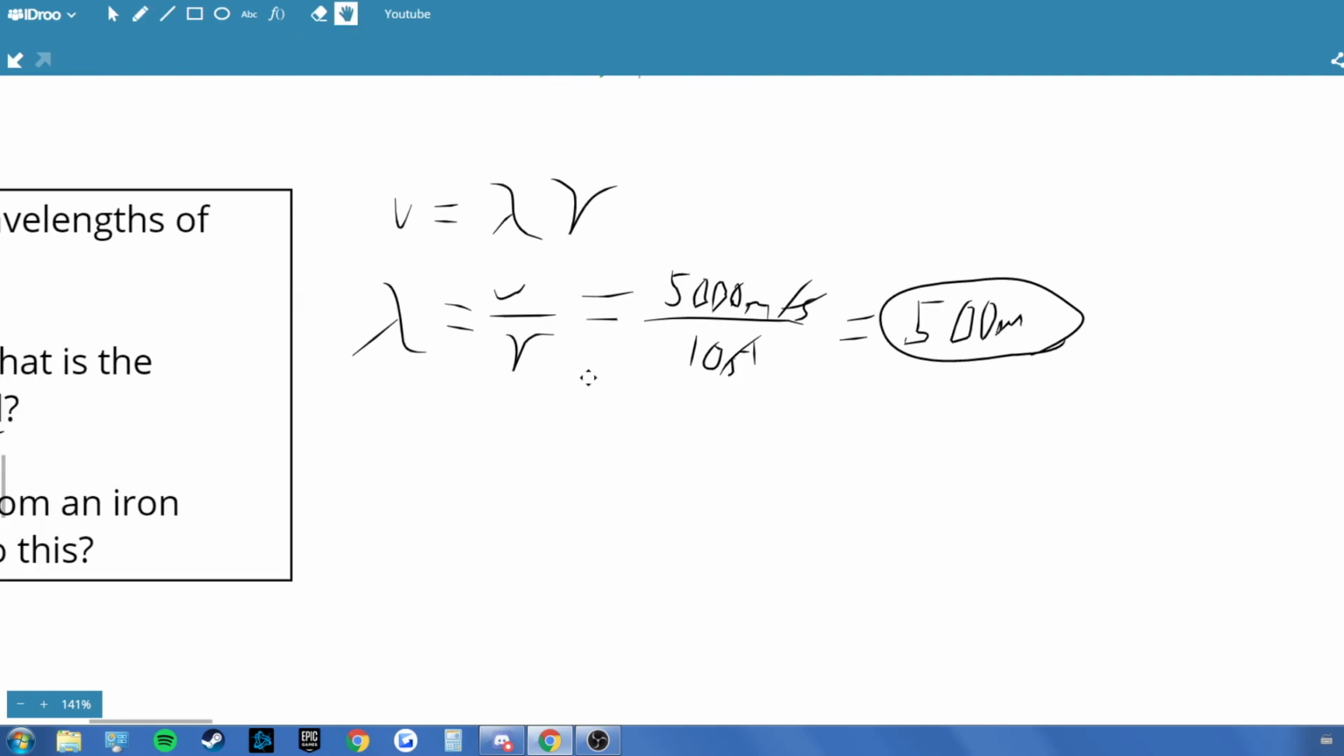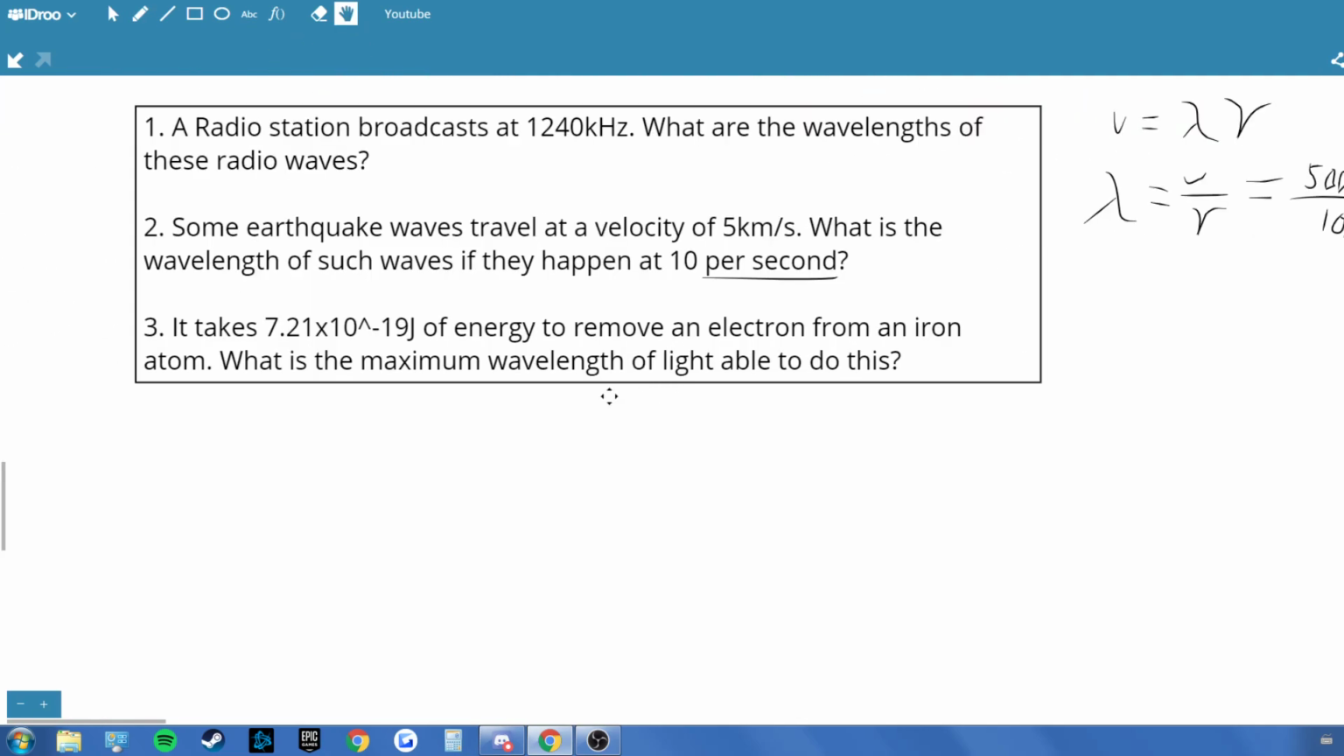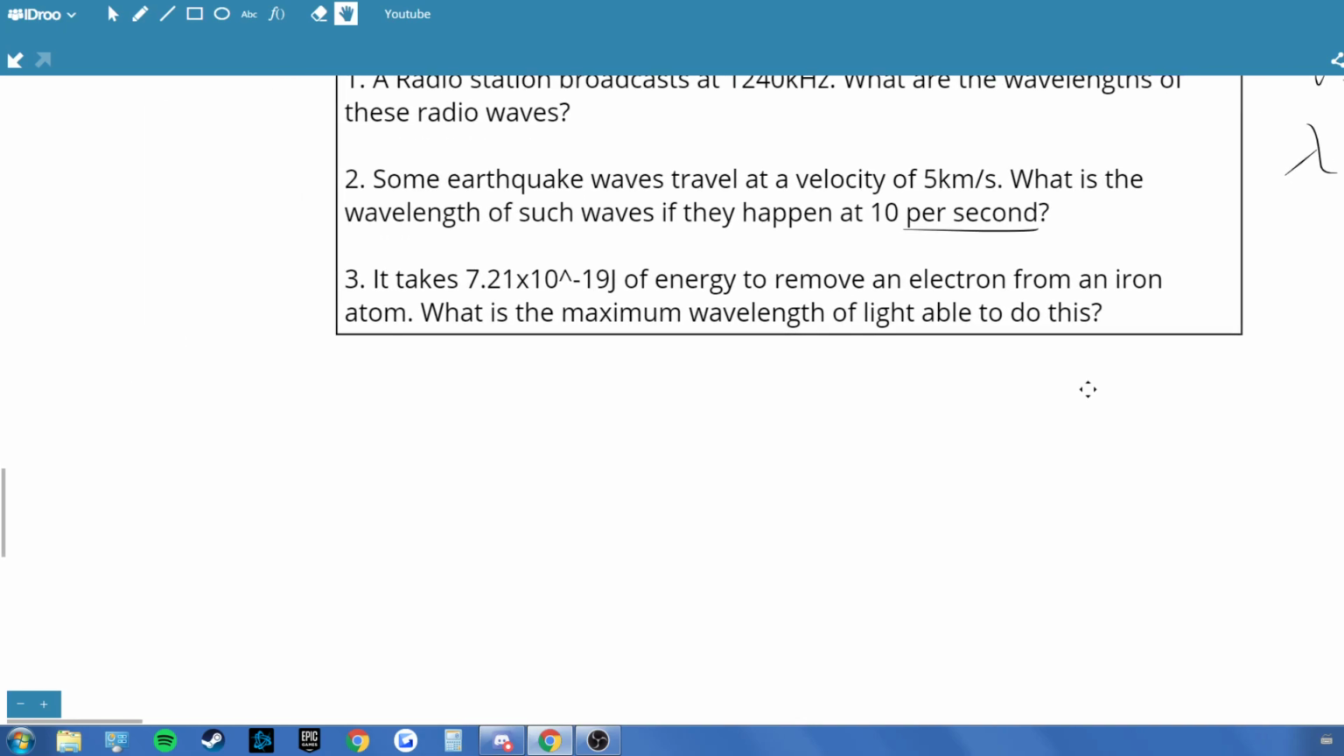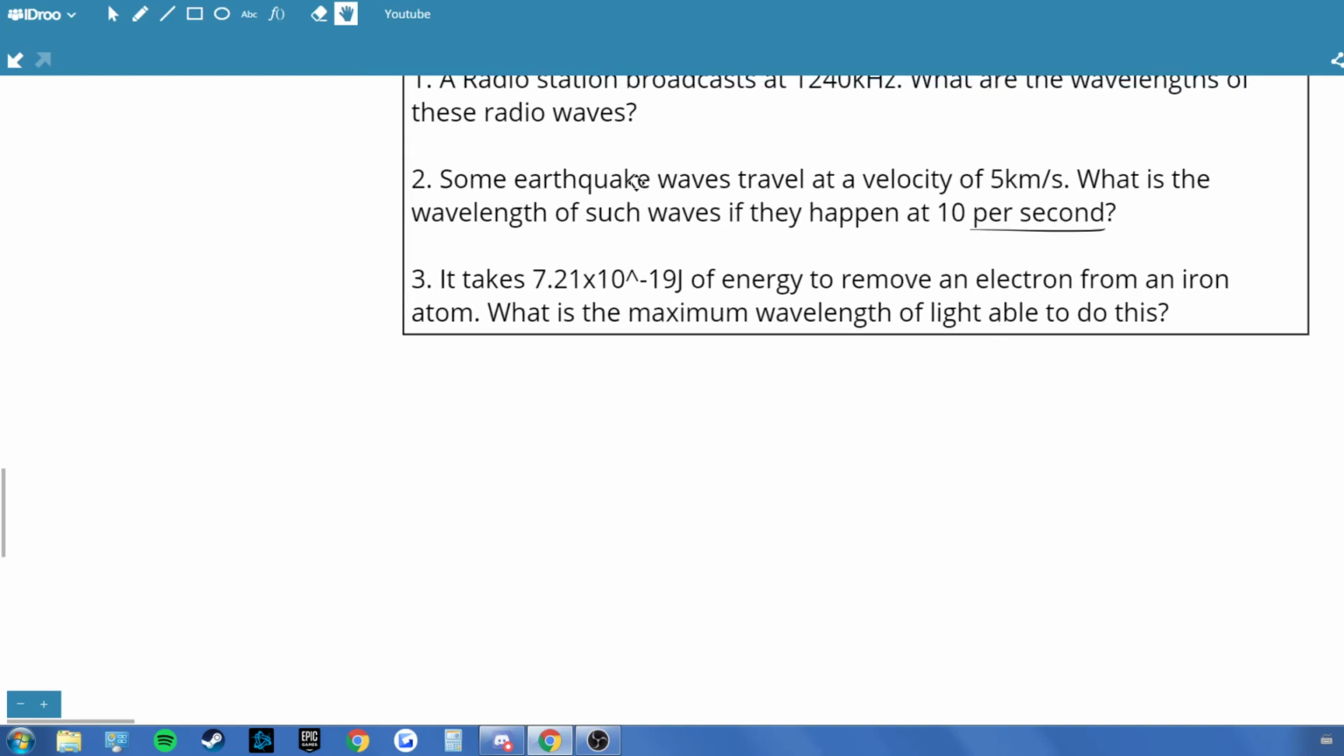And then the final question. It takes 7.21 times 10 exponent negative 19 joules of energy to remove an electron from an iron atom. What is the maximum wavelength of light able to do this? For this one, we need to use another formula and also Planck's constant. So our second formula is E for energy equals h times nu.